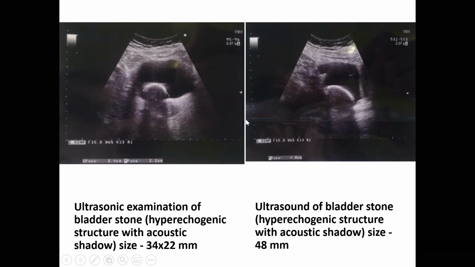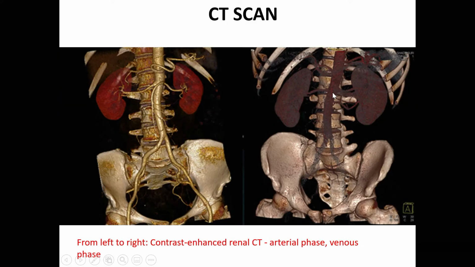The ultrasonic examination of bladder stone, the hyperechoic structure with acoustic shadow, size 34 by 22 millimeters. And the ultrasound of the bladder stone, hyperechogenic structure with the acoustic shadow, size about 48 millimeters.